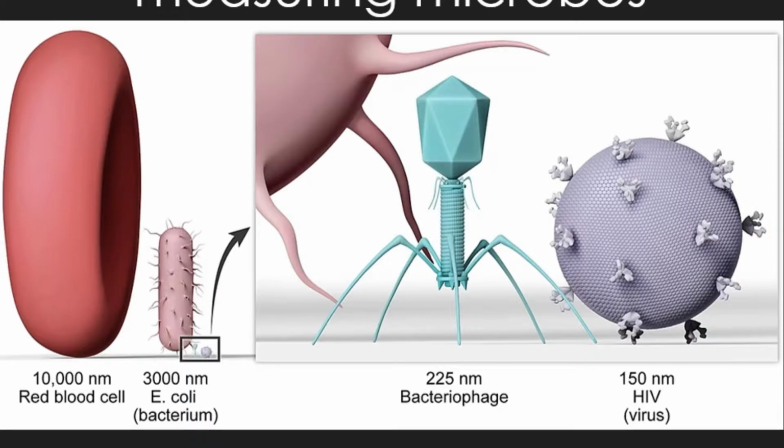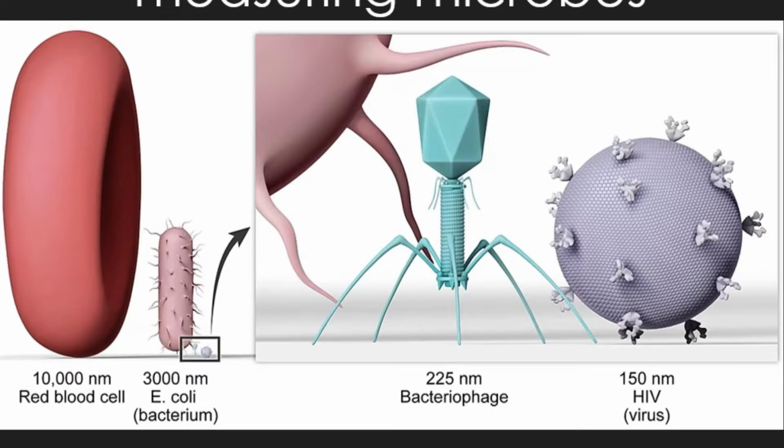But if you compare that red blood cell to the E. coli next to it, E. coli is about 3,000 nanometers, or about a third of the size of the red blood cell. And that's typical of prokaryotes. They tend to be much smaller than eukaryotic cells.